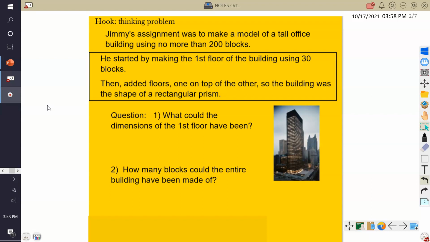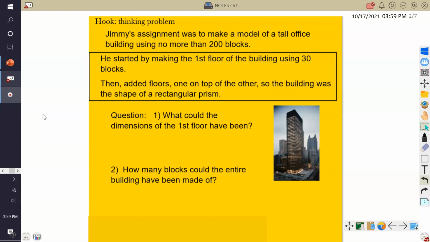So I want to just delve into how these two things work for a second before I show you a bunch of examples and problems that we can work through together. This problem right here is about Jimmy and his assignment. He is making a model of a building, a skyscraper if you think of a building like that. It's in the shape of a rectangular prism, kind of like what you see in the picture right here, but we don't know how tall it is, or I'm just giving that as an example.